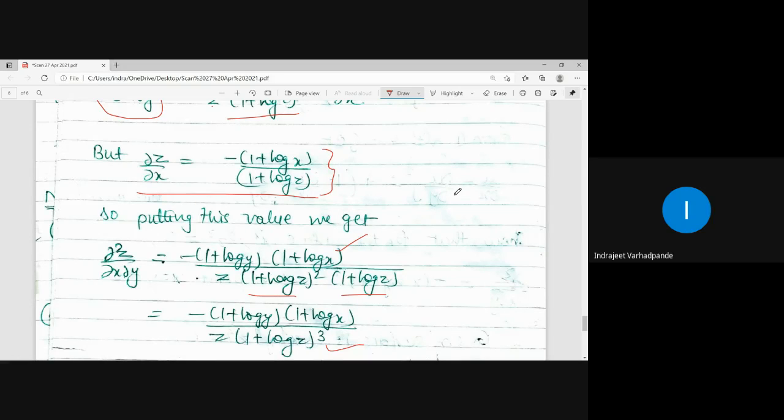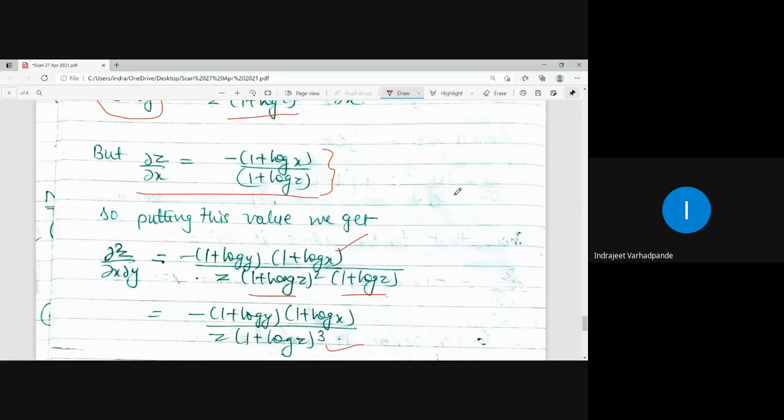What do we have to show? We have to show del 2z by del x del y is equal to something. What is that RHS involving? The terms of x. Are they involving any y or z in them? No, sir.